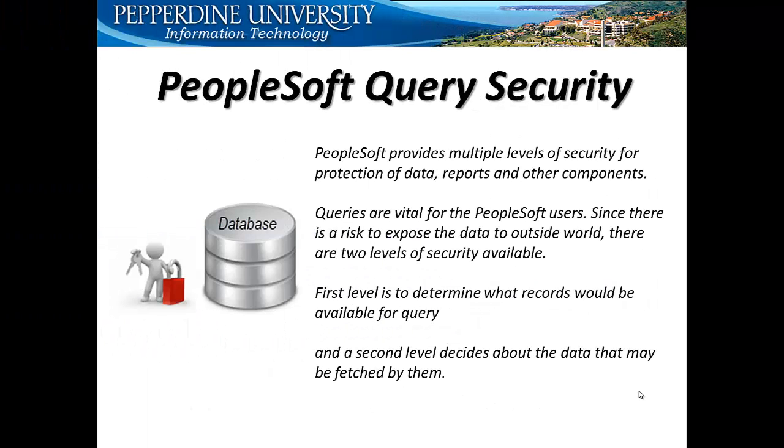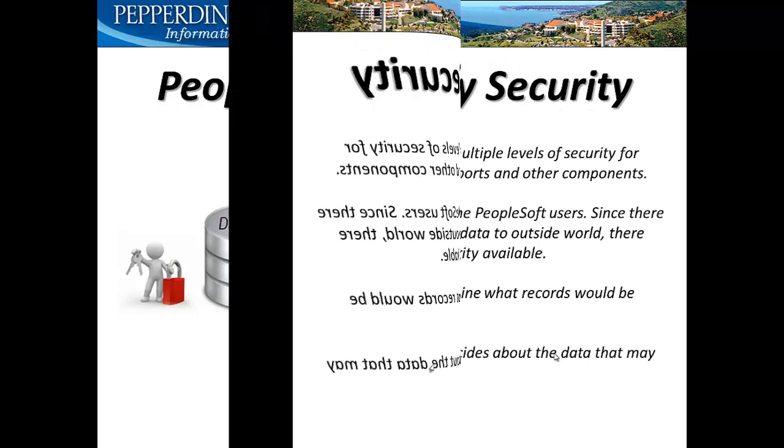PeopleSoft provides multiple levels of security for protection of data, reports, and other components. Queries are vital for the PeopleSoft users. Since there is a risk to expose the data to the outside world, there are two levels of security available. The first level is to determine what records would be available for query to the specific PeopleSoft query user, and a second level decides about the data that must be fetched by them.